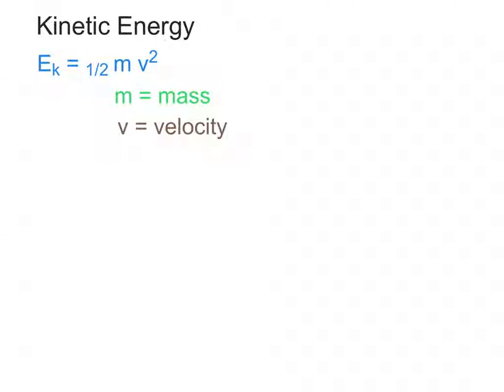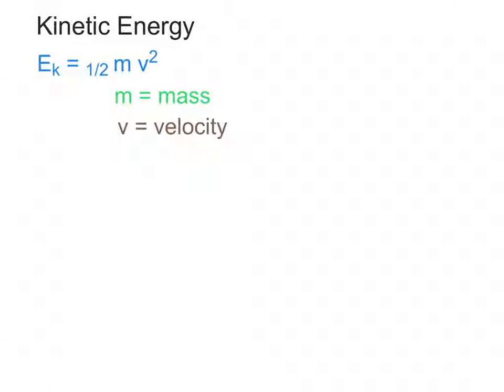The kinetic energy equation is a bit more complex. To solve for kinetic energy, we take 1/2 or 0.5 multiplied by the mass multiplied by the velocity squared. That's 1/2 mv squared. So again, m is equal to the mass and v is equal to the velocity.